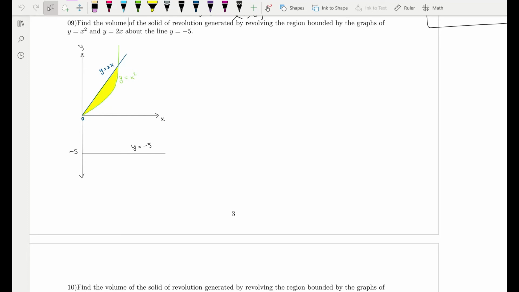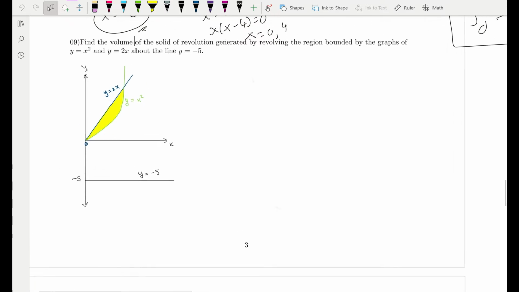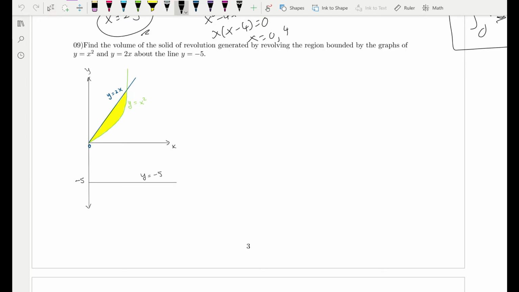So in this video, we are gonna rotate stuff around a different axis than the x-axis or y-axis. Check this out. In this question, we have the functions 2x and x square, and then we are going to rotate it not around the x-axis but around the line y equal to -5. So now how are you going to set up the volume?